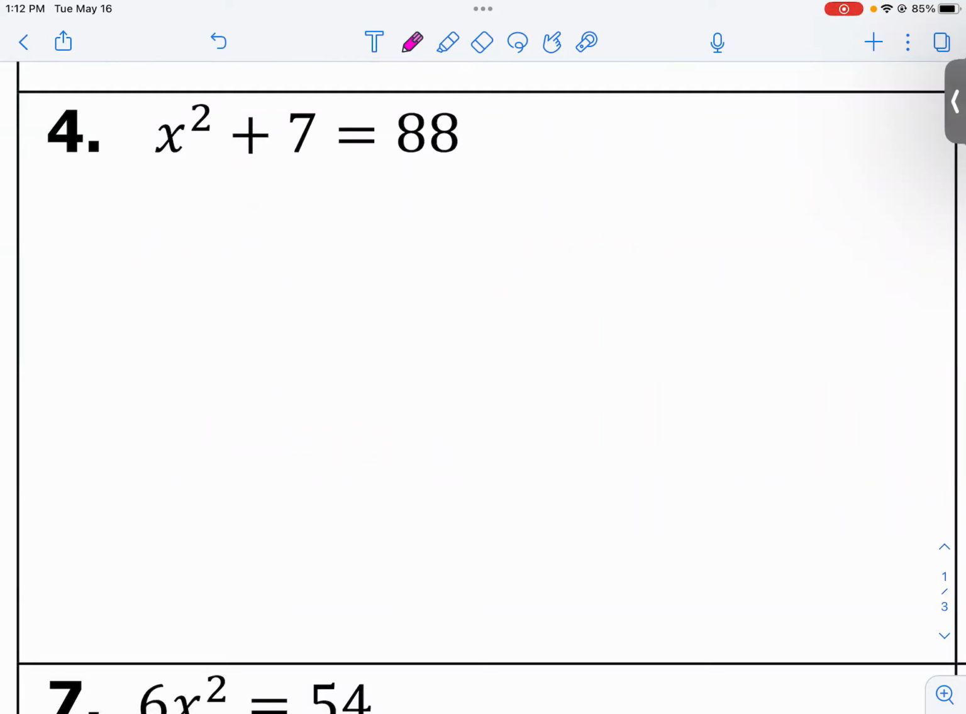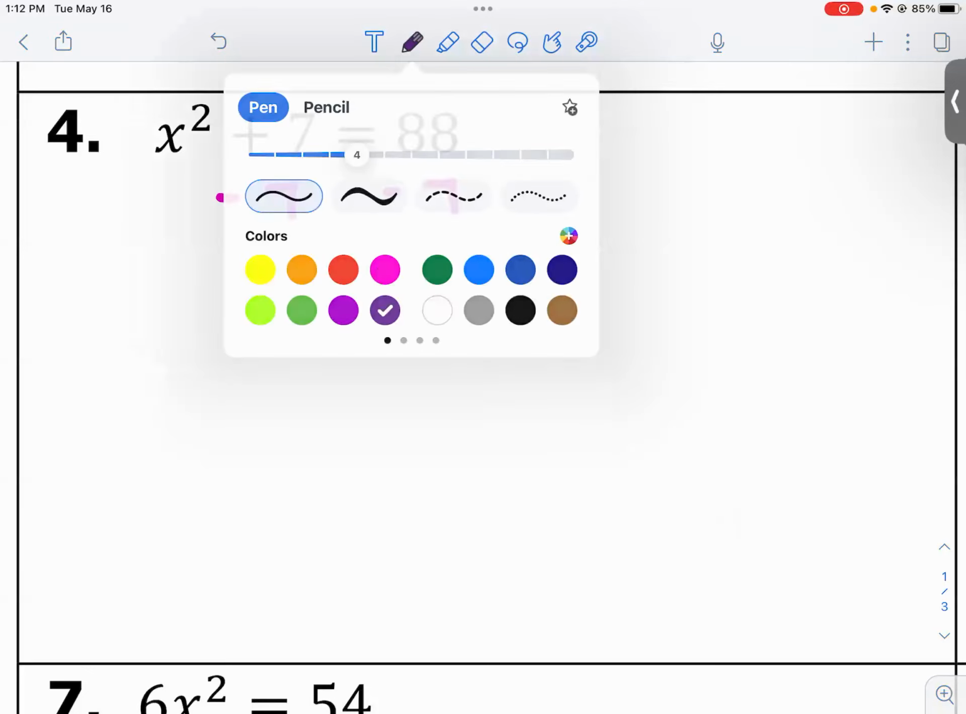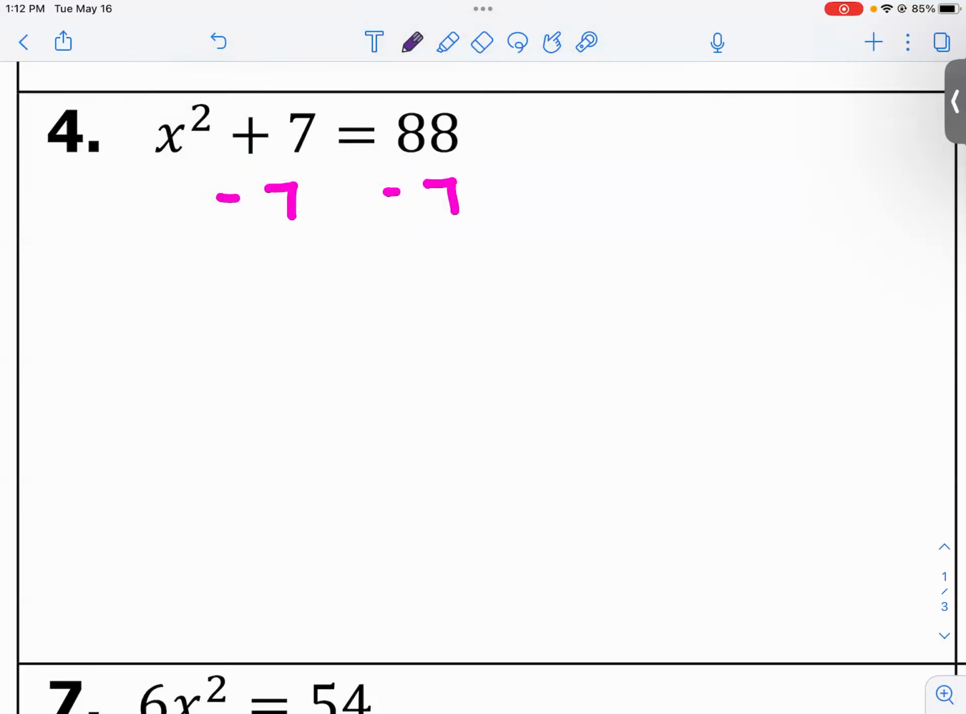So let's look at number 4. What would we do in number 4 to help us get started? Subtract 88? No. If we're going to use the square root method, we can do so when there is not an x. Notice how we only have x squareds and constants. So we can subtract 7. And so now we have 81. Do you agree? Yes.